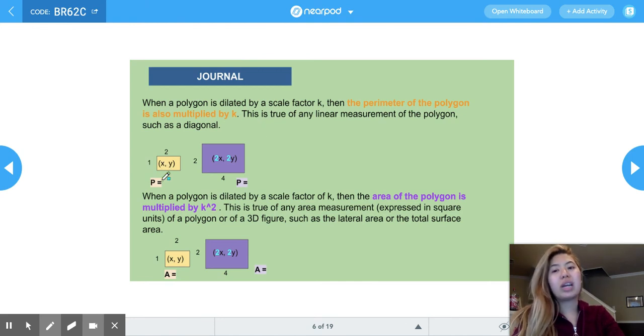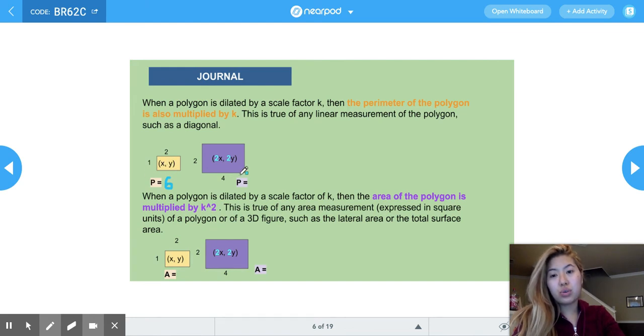So let's start off with finding the perimeter of this pre-image or original image. We have 2 is the length of one side and 1 is the length of the other. So I'm going to do 2 plus 2, which is 4, plus 1 plus 1, which makes 6. So my perimeter for my pre-image is 6.